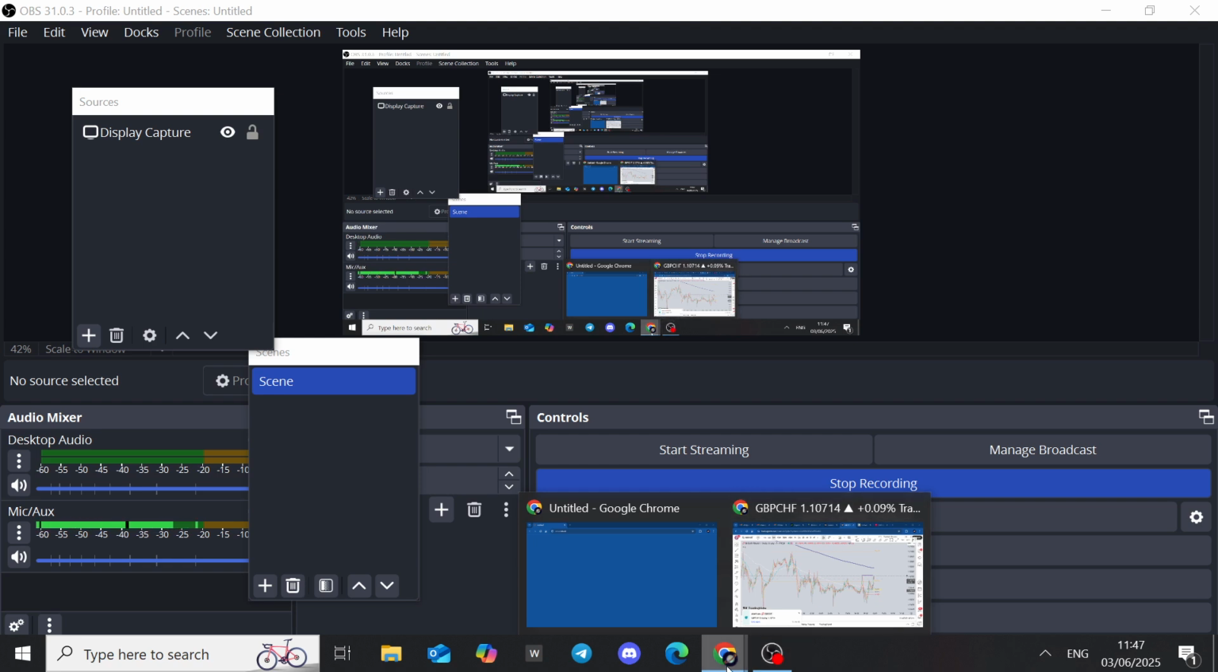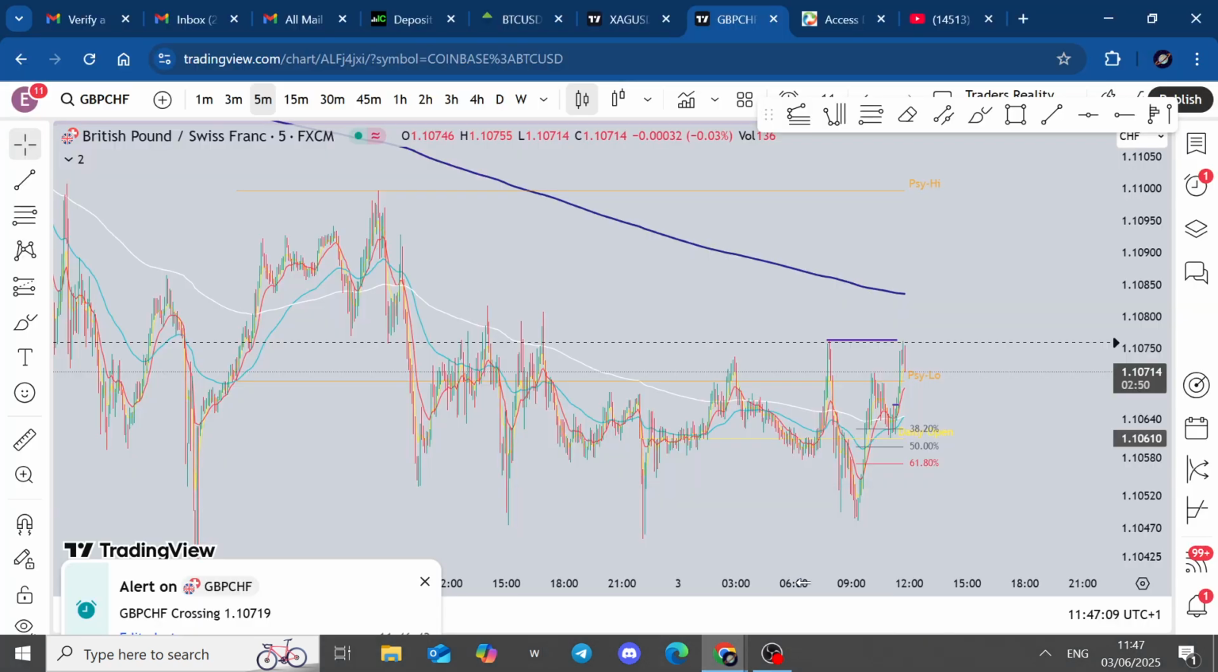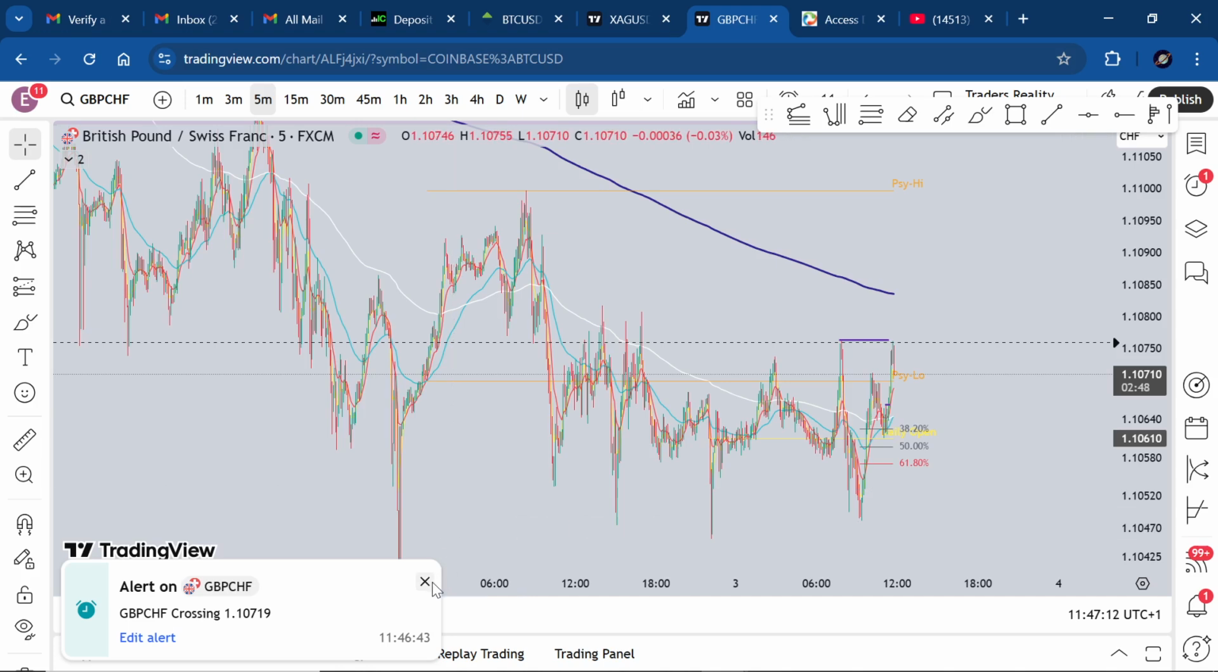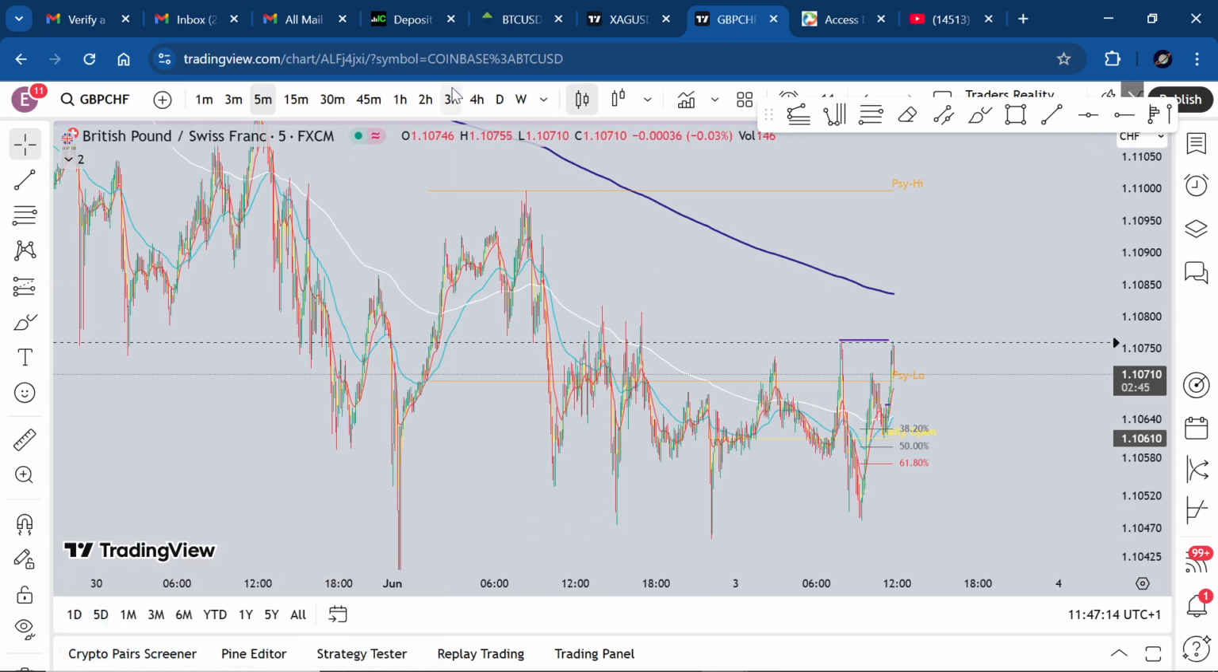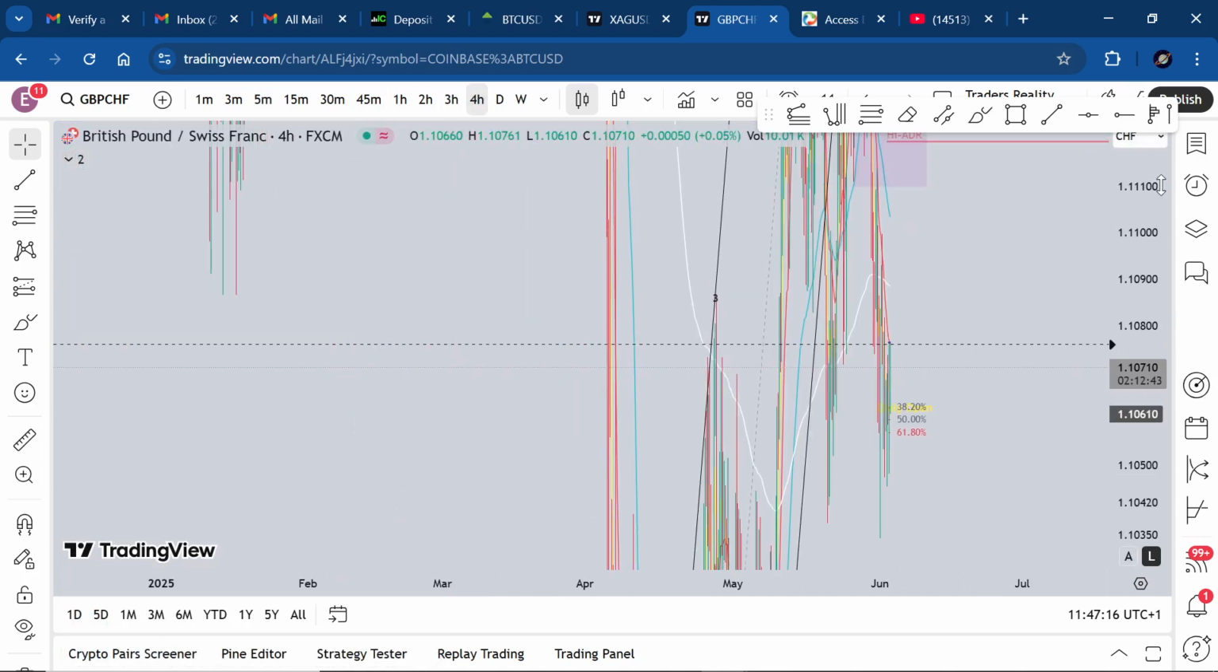Good morning, all. Elliot Trades here, and the chart of the day is GBPCHF. We're going to look at the higher time frame.